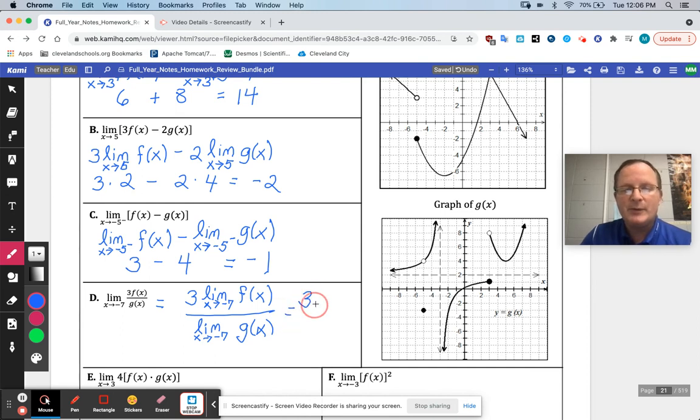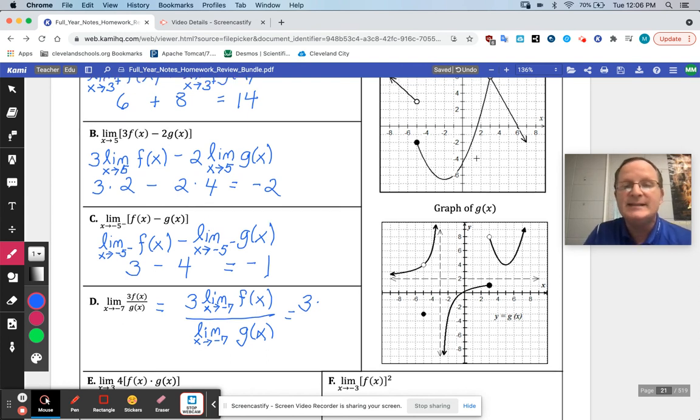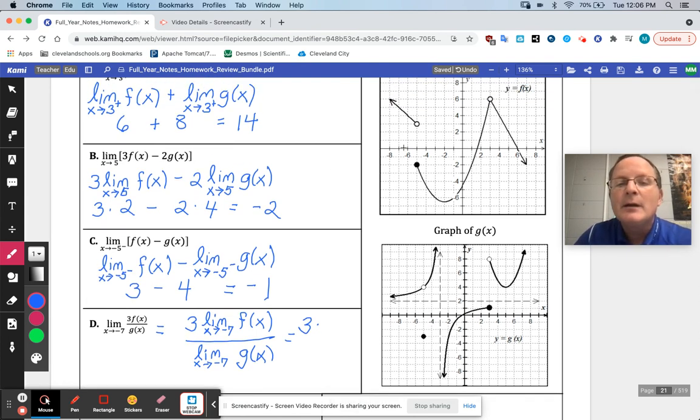So up top, I've got 3 times the limit of f of x as x approaches negative 7. Oh, wow, that's up here. That looks like that's 5. So it looks like I got a 15 in the numerator. And on the bottom, I'm approaching negative 7. It looks like a 3. Oh, man, well, those 3s are just going to cancel. So that's 5.